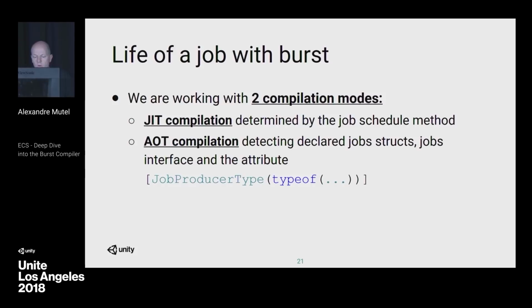And so we are working with two compilation modes. The JIT compilation is determined by the job schedule method. So when you push a job, it's going to compile the method that you are actually running. And for AOT, we need to detect all the jobs that are going to be compiled. We cannot run your code, so we need to detect it through this job producer type that I explained.